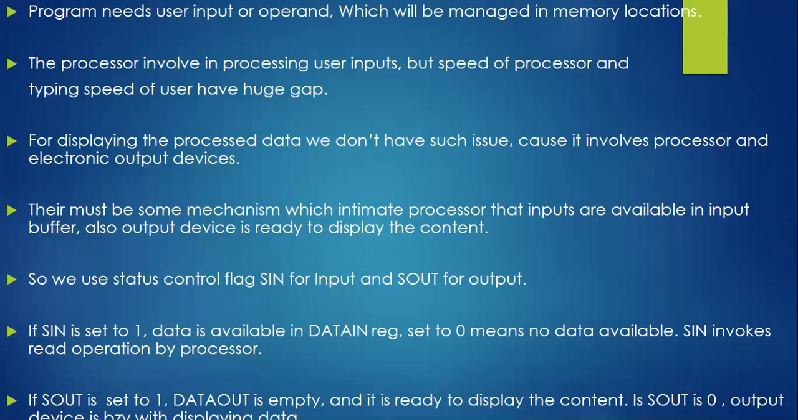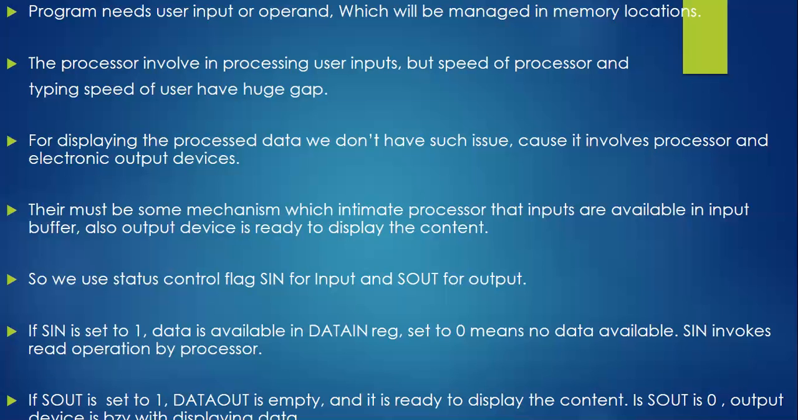So next point, the fourth point, just observe: there must be some mechanism which intimates the processor that inputs are available in the input buffer. The concept is that whatever the user types will be available in data in. Whenever that data in register is full, there must be some mechanism which intimates the processor that the data in register is full of input data, which should be processed.